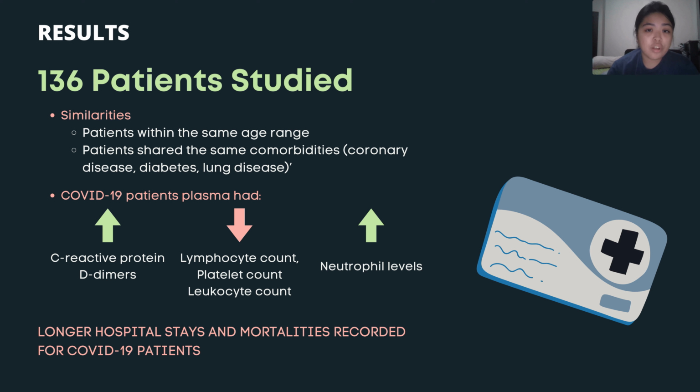COVID-19 patients also exhibited a lower lymphocyte count, a lower platelet count, a lower leukocyte count, and high neutrophil levels. Neutrophils are among the first responders of inflammatory cells, attacking pathogens like bacteria, fungi, and viruses. COVID-19 patients also had longer hospital stays and recorded mortalities. As for non-COVID-19 patients, no deaths were recorded.